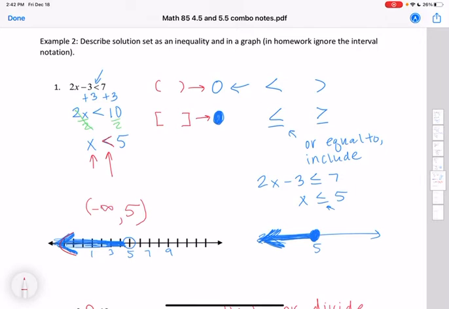Okay? Now over here in this one on the right, we have that 5. That would be a hard bracket. The starting point would be negative infinity. And infinity is always that soft parenthesis. Okay, so this is just telling us that it starts here at negative infinity, and it goes all the way up to 5, and then it stops.